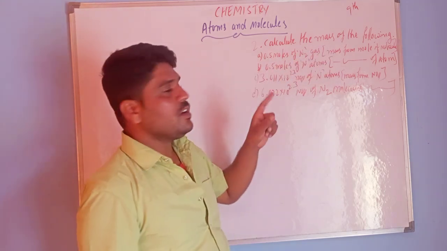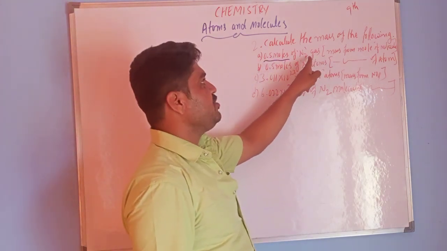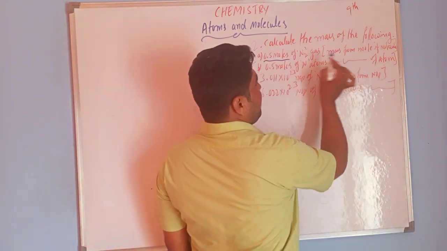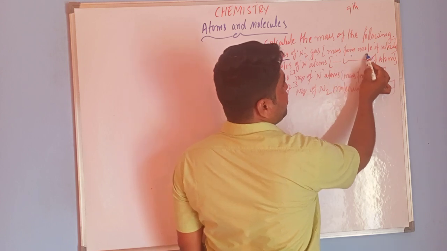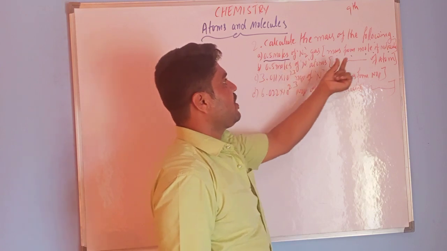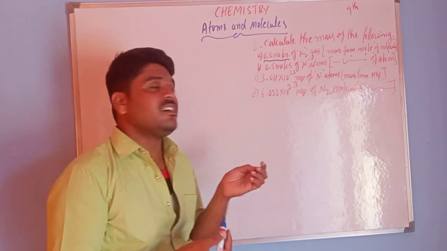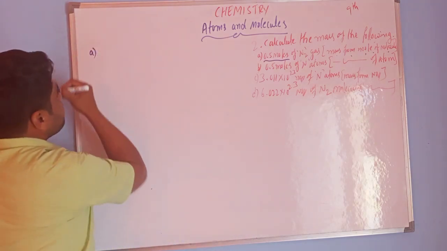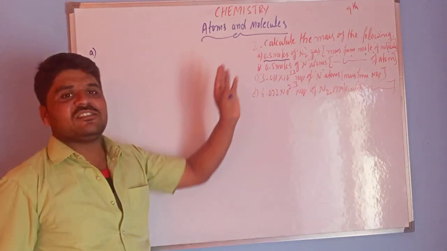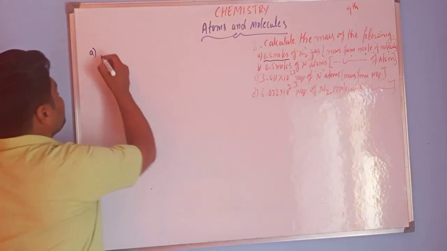Here moles is given, 0.5 moles of N2 gas. N2 represents a molecule. So we have to find the mass from moles of molecules. Let us solve the first one, A. Given data: 0.5 moles of nitrogen gas. Now we have to find the mass.